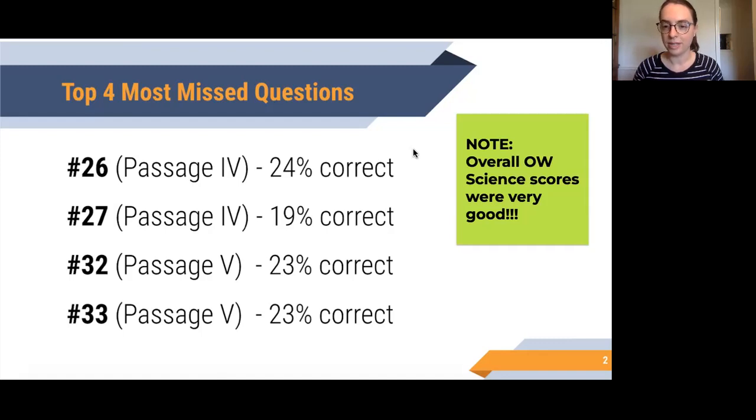However, I do want to note before we get into this, the Olathe West ACT science scores were actually very good. We had the highest science score of any of the Olathe high schools. So good job, guys, on ACT science. Okay, let's get into these.